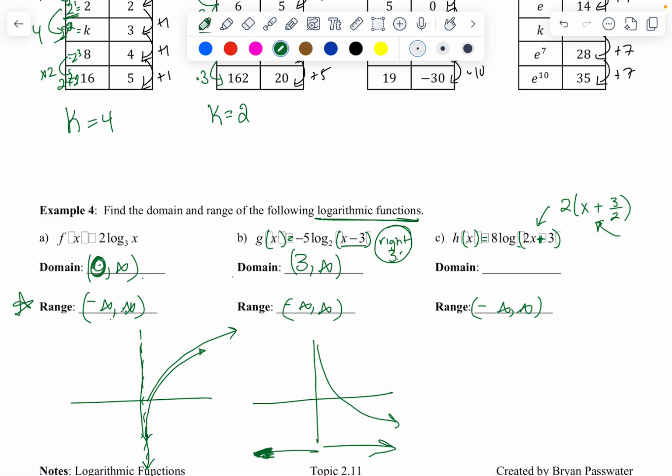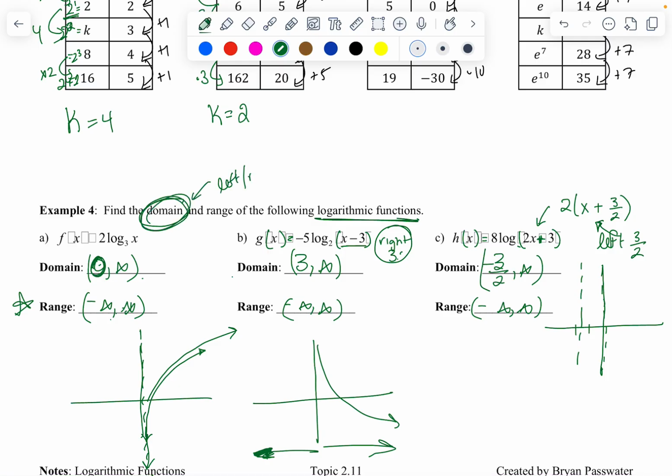So what is the movement here? It's going to be left 3/2. So instead of the vertical asymptote of that log function being at 0, that vertical asymptote is moving to the left 3/2. So our new domain is going to be -3/2 to infinity. So the only thing affecting the domain is going to be a left or right movement. Nothing affects the range. All right, enjoy.